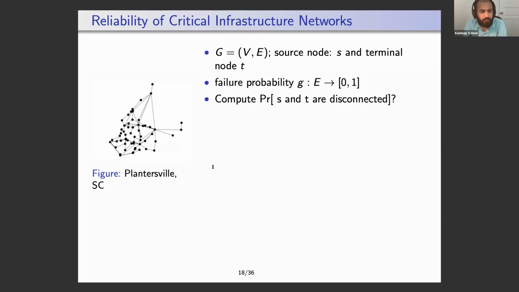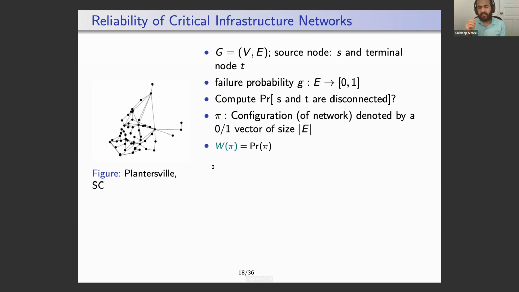Let me put the problem in more computer science context. On the left, we have a graph where nodes correspond to the stations that generate power, or the places that consume power. So let's say we have some source node S that generates power, and some terminal node T that we are interested in. We can model the failure probability by assigning a probability to every edge. And the problem now is to compute the probability that S and T get disconnected.